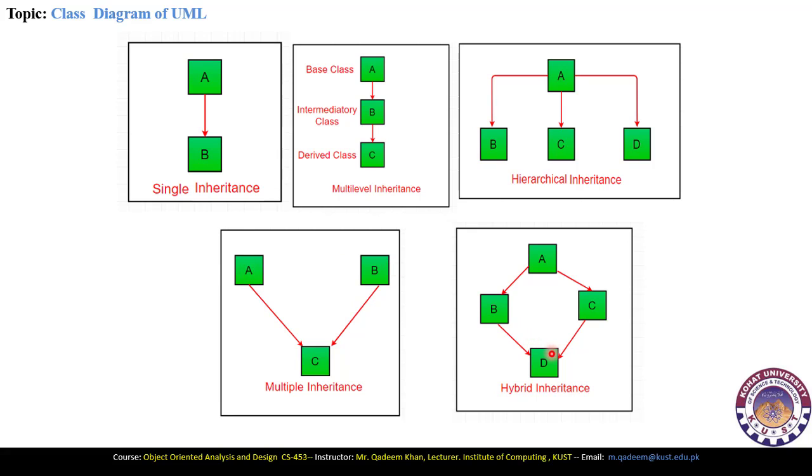And that is called hybrid inheritance. You can see that A is in fact the parent of B and C, but D is in fact the child of B and C. So D contains the hybrid capabilities of A, B and C. That is called hybrid inheritance.